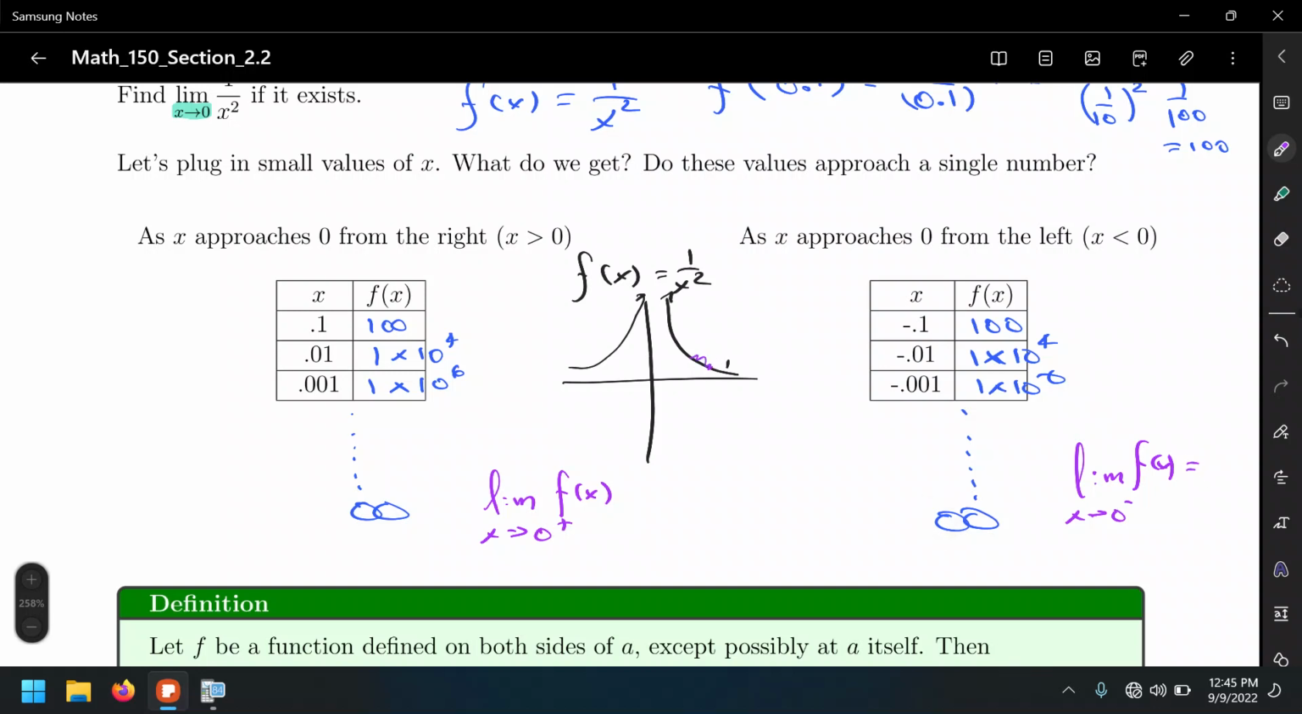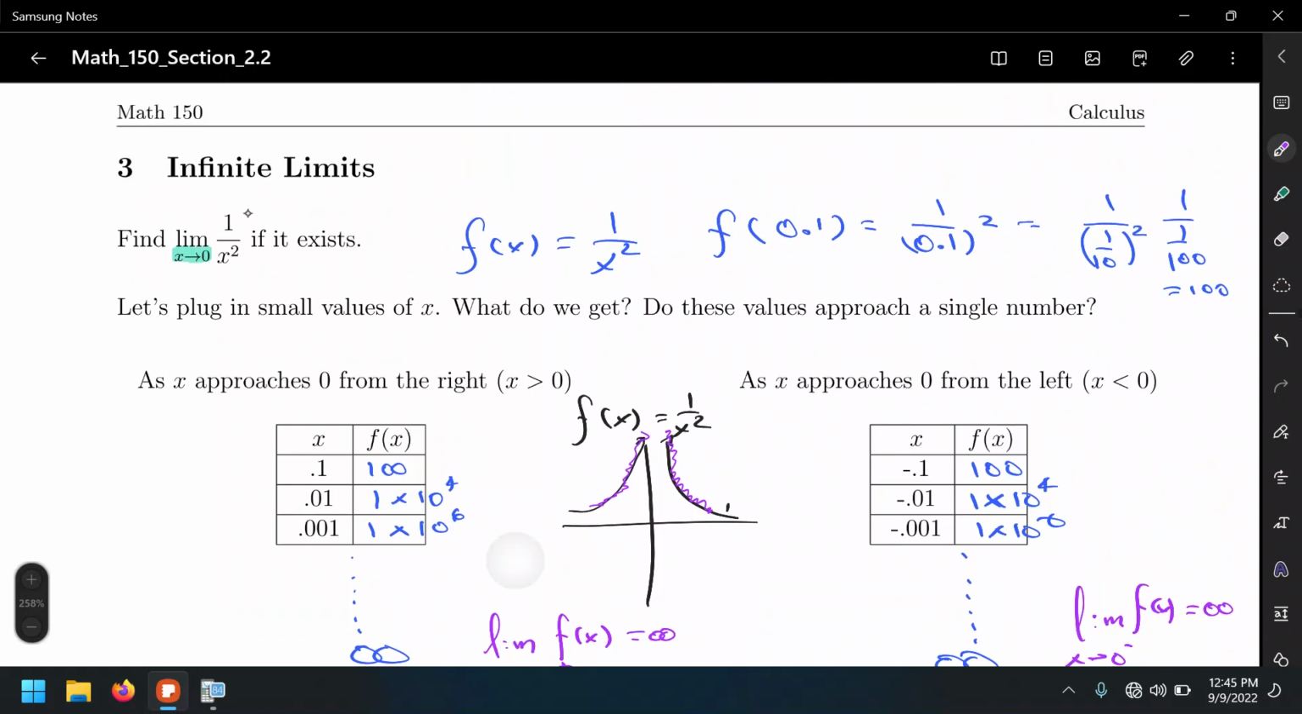Okay, let's approach from the right. When we approach from the right, where is this graph going to? Infinity. All right. What about from the left? Infinity. Are we going to the same value? Yes. So this is infinity.